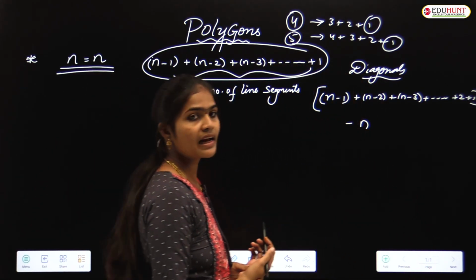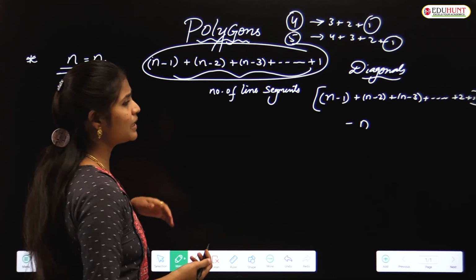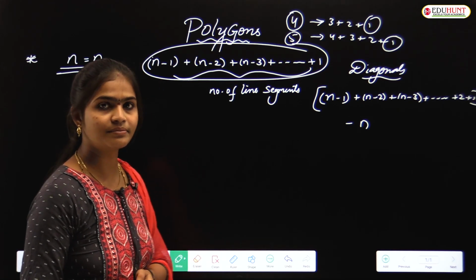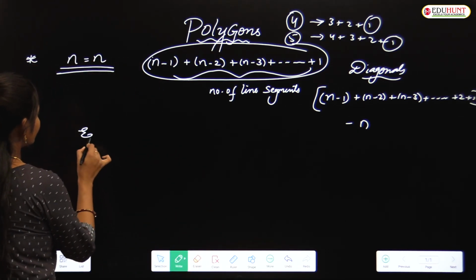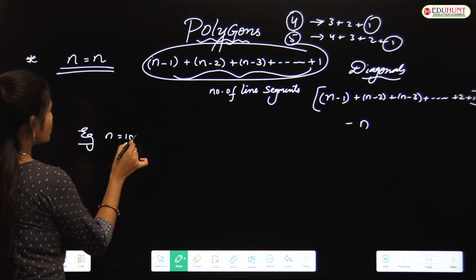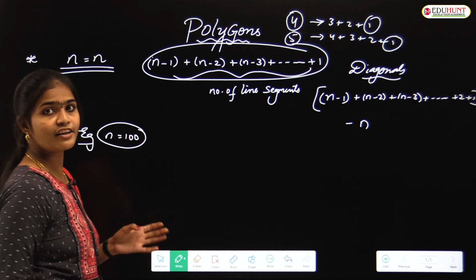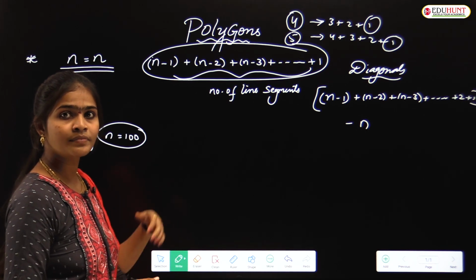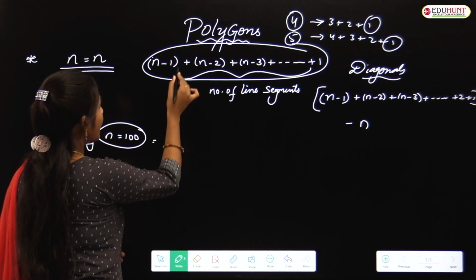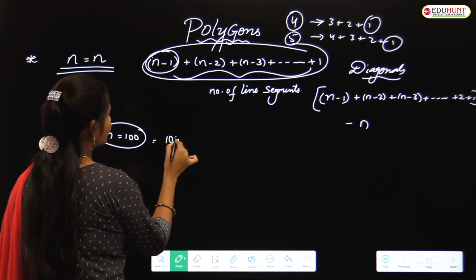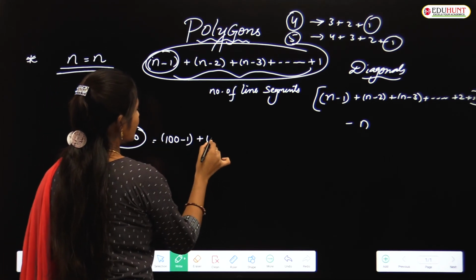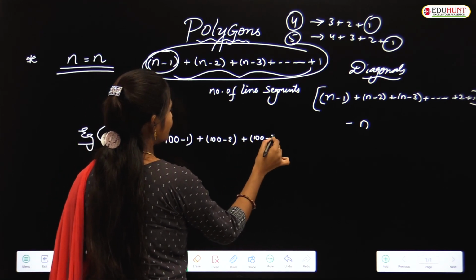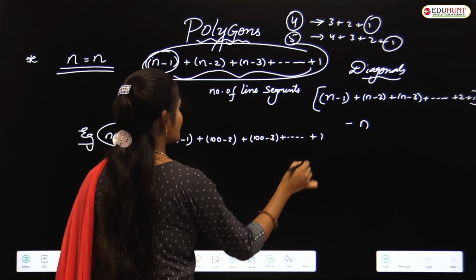Now I will show you, for example, n is equal to 100. If it is a 100-sided figure, how many line segments does it have? How can we calculate? Again the same process. 100 minus 1 plus 100 minus 2 plus 100 minus 3 plus and so on plus 1.